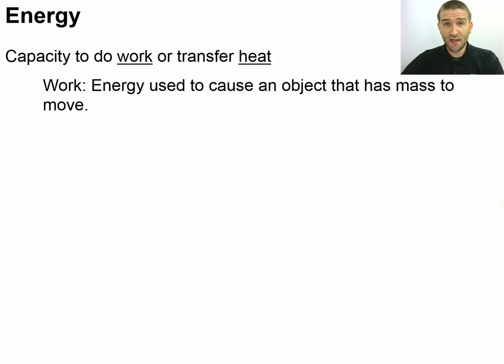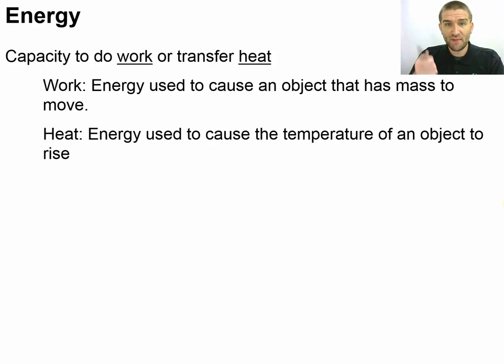Now, work is energy used to cause an object that has mass to move. When I put work energy into this pen, I'm lifting it up. Work can also be done to the surroundings as it pushes through the air, dropping back down from gravity. Heat is going to be energy used to cause a temperature to change. So heat energy, when it increases, will result in a temperature change, at least as one possibility.